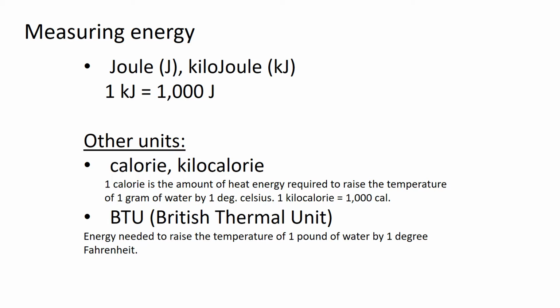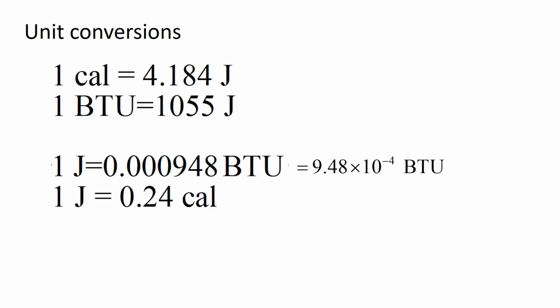The other one you will hear people using often is the British thermal unit. This is more or less used when you talk about energy in the form of heat as you receive from a gas company and so on. So 1 BTU, the British thermal unit, is the amount of energy required to raise the temperature of 1 pound of water by 1 degree Fahrenheit. So the joule, the calorie, and BTU are just different ways of measuring energy.